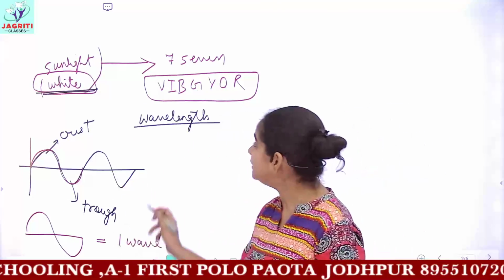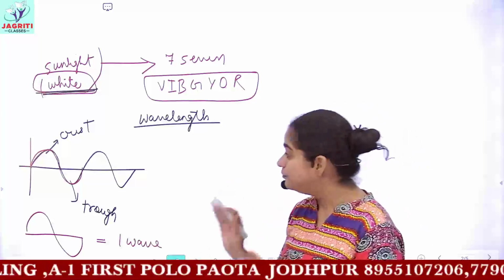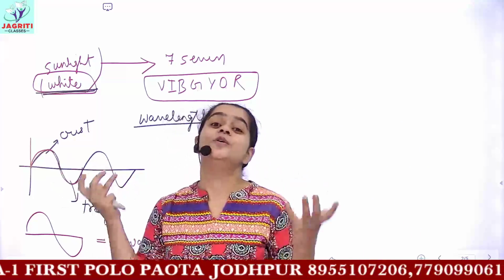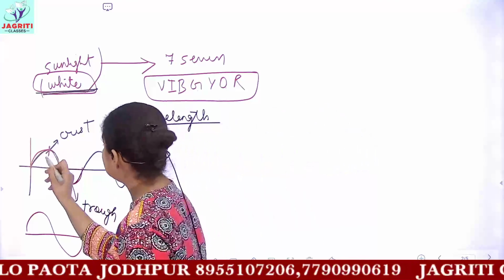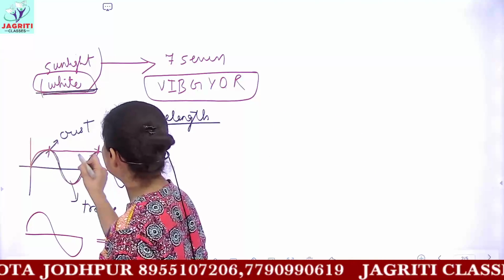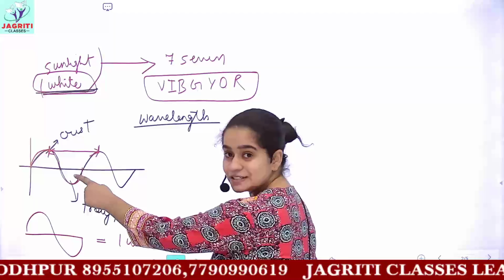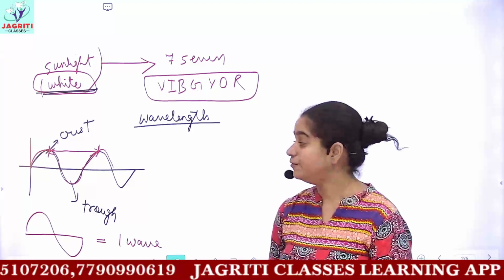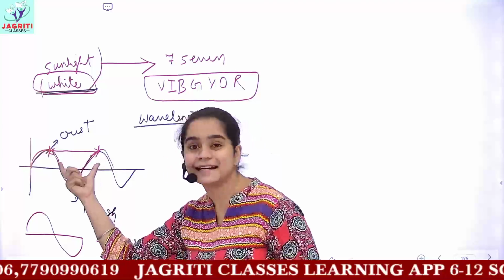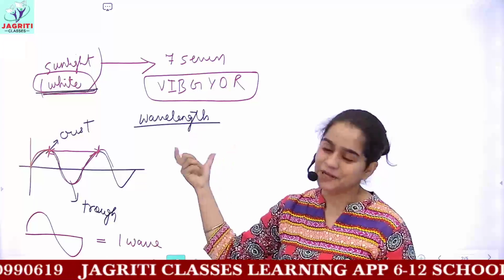And what do you mean by the term wavelength then? Wavelength is the length of a wave. And how will you signify the length of a wave? It is the distance between two consecutive crests. This is the first crest and this is the next consecutive crest. If we measure the distance between both these crests, it gives you the value of wavelength.